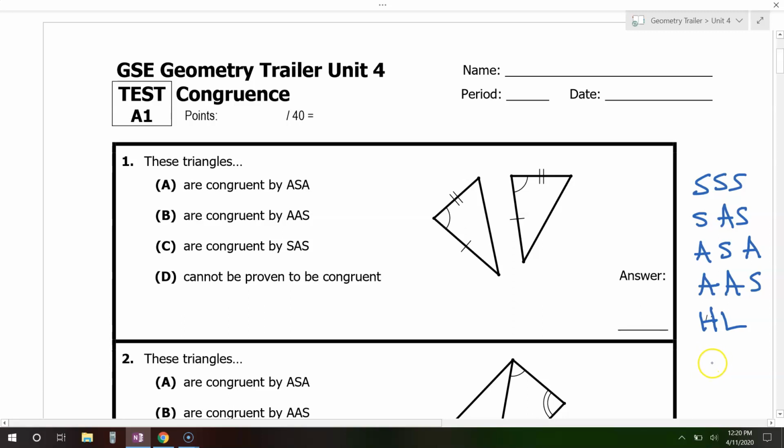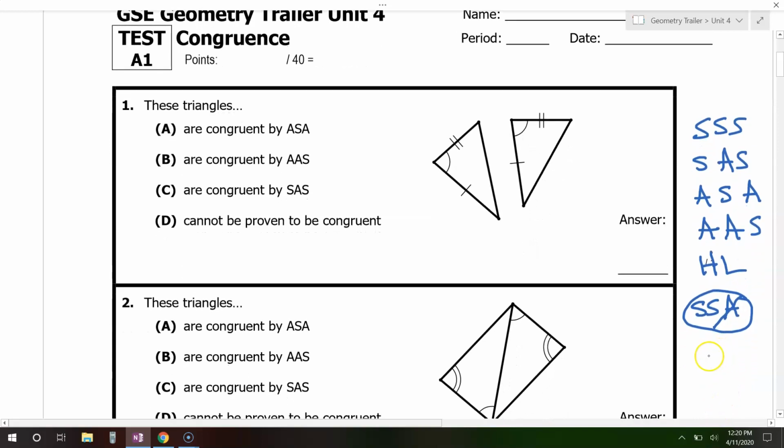Two combinations that do not work are side, side, angle. That will not prove that two triangles are congruent. Neither will angle, angle, angle. So if we see any of these, boo, triangles can't be proven congruent.